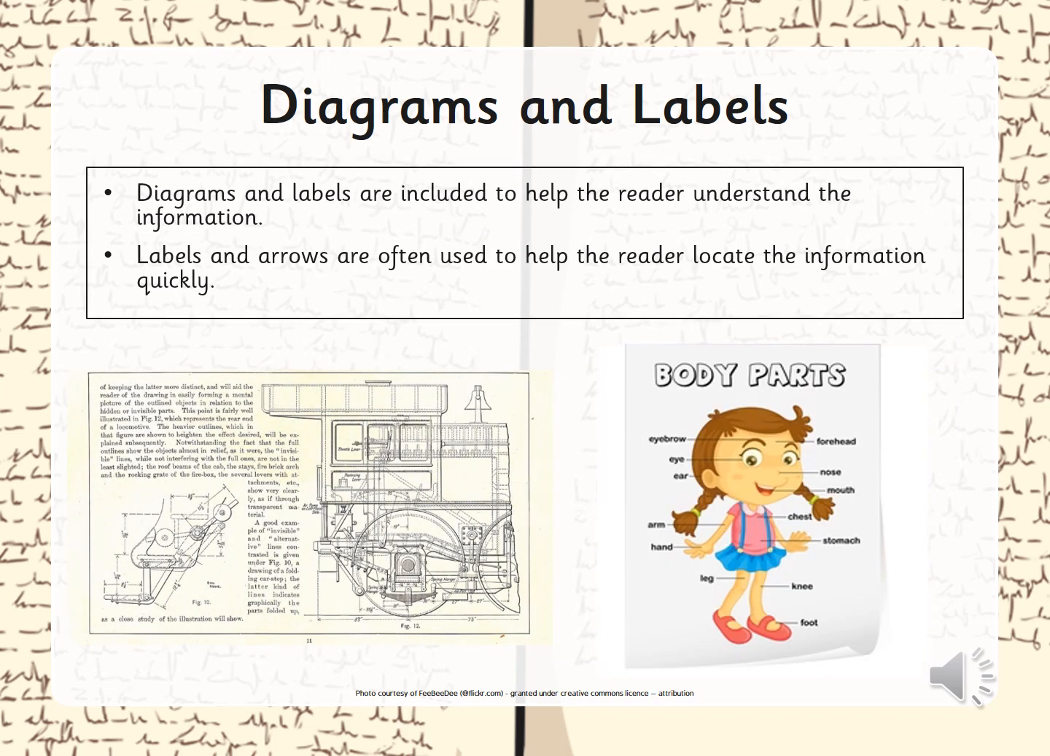A non-fiction book has diagrams and labels. Diagrams and labels are included to help you as a reader understand the information. Labels and arrows are often used to help the reader locate the information quickly. So as you can see at the bottom, the right picture is a girl with labels of body parts. So that is a diagram with labels of body parts.